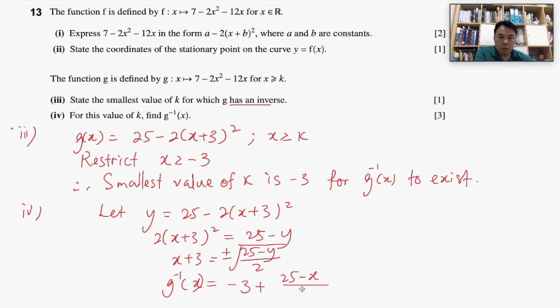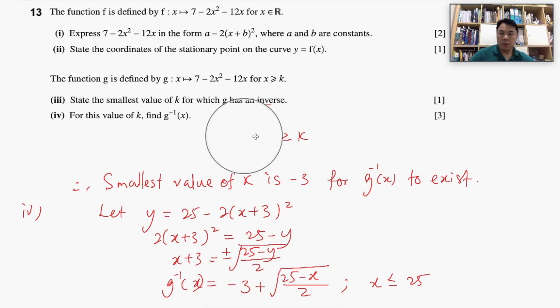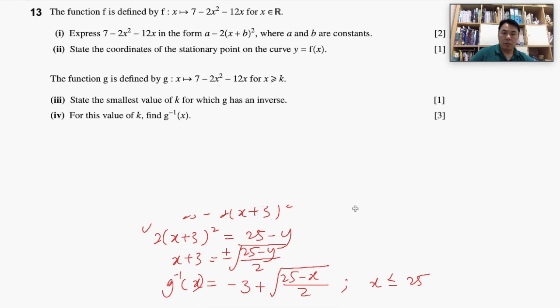Now, of course, as usual, I will write down the domain for this. The domain for this will be x is anything less than or equal to 25, or else this expression cannot be evaluated. So I hope that is clear. If you're done, we're going to move on.